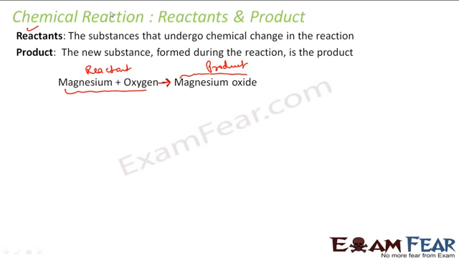Because this is a chemical reaction, we'll write a chemical equation for the same thing, and I'll tell you why we'll write a chemical equation. So magnesium and oxygen react to form a product called magnesium oxide. This is a typical example of a chemical reaction where you have a reactant and product, where reactant is converted into product.